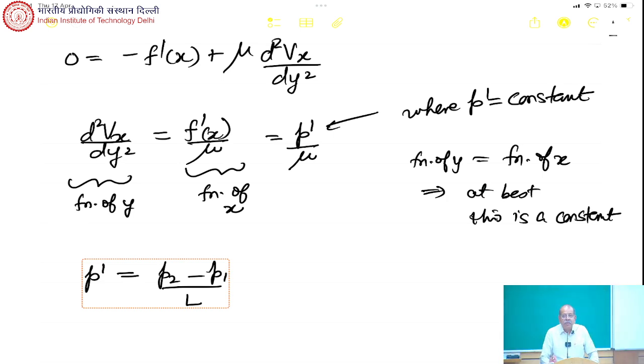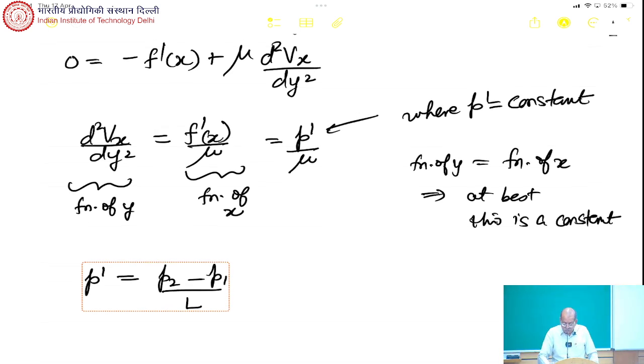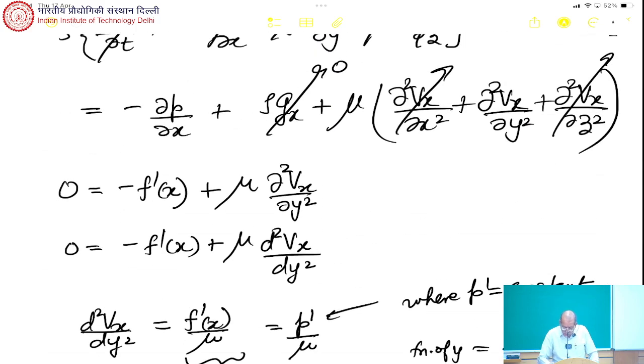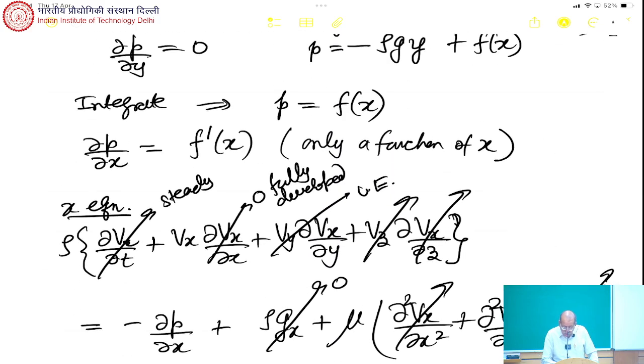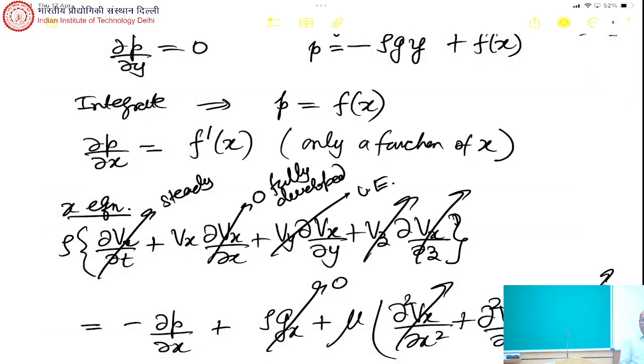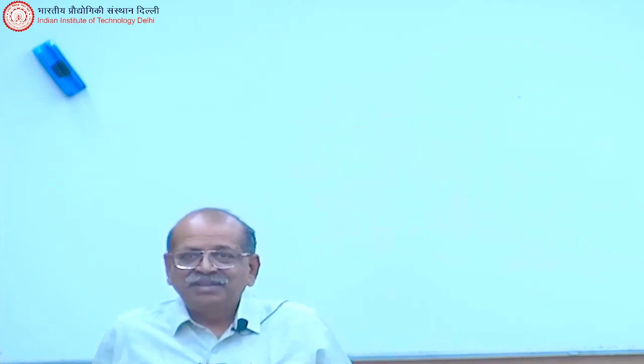Because p prime is the derivative, that will come from this partial p by partial x is equal to p prime. So what is partial p by partial x? It is p2 minus p1 by L, because it's a constant. Otherwise it could have been some function of x. Once we show that it is a constant, then this p prime has to be nothing but p2 minus p1 by L, because it is a constant. If it were not constant, we could not have said that.